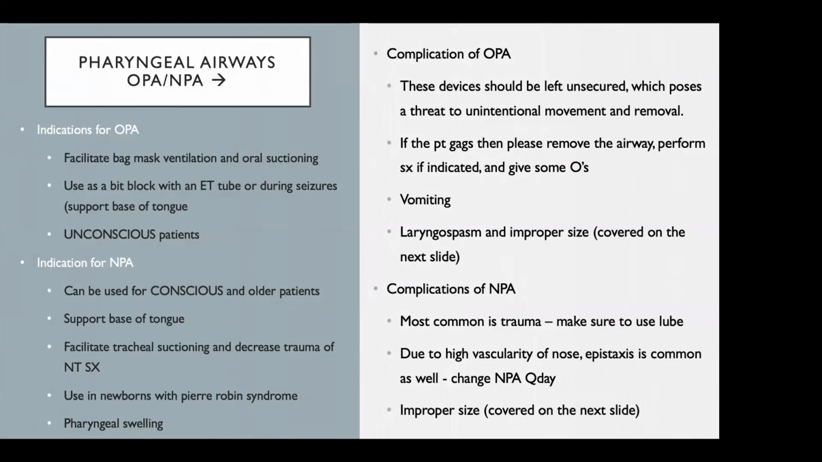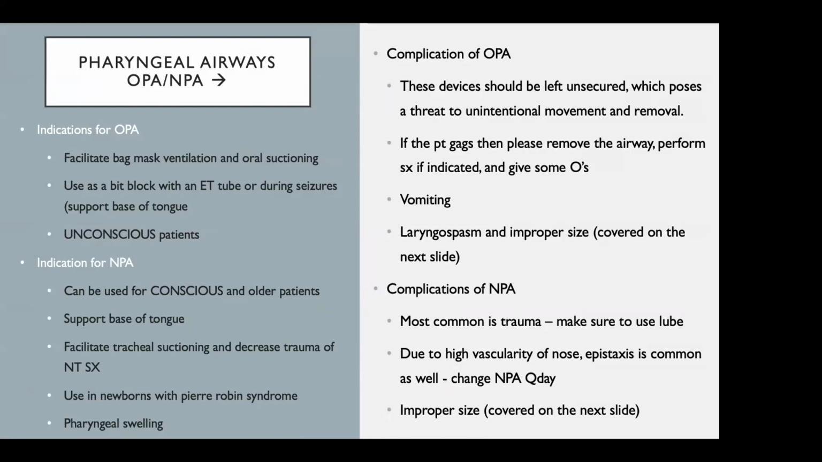Pharyngeal airways, we'll look at OPAs and NPAs. So indication for an oropharyngeal airway, we want to facilitate bag mask ventilation and oral suctioning. Some of those devices, and some don't, actually have a channel or a groove in the side of it that's supposed to help facilitate suctioning. My thing is, if you've got a Yankauer there, you probably just about get it.